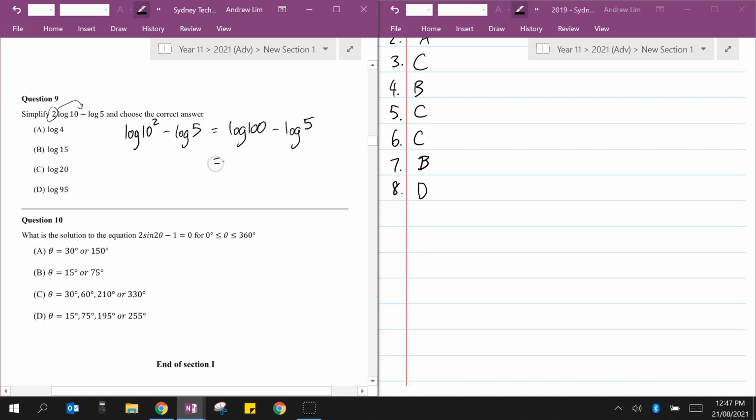And we can use our log laws to make it one simple log, which is equal to log of 20. C.